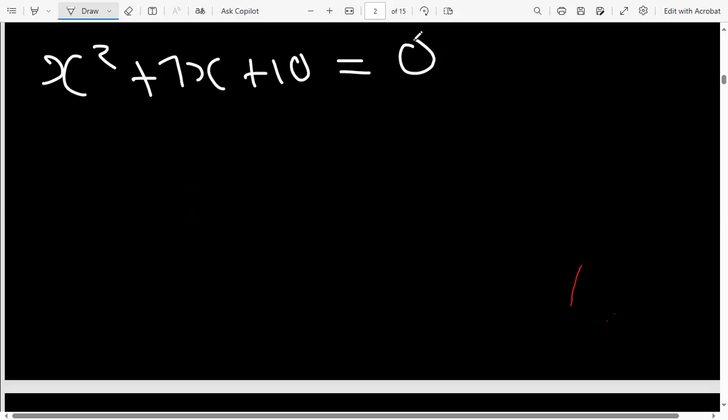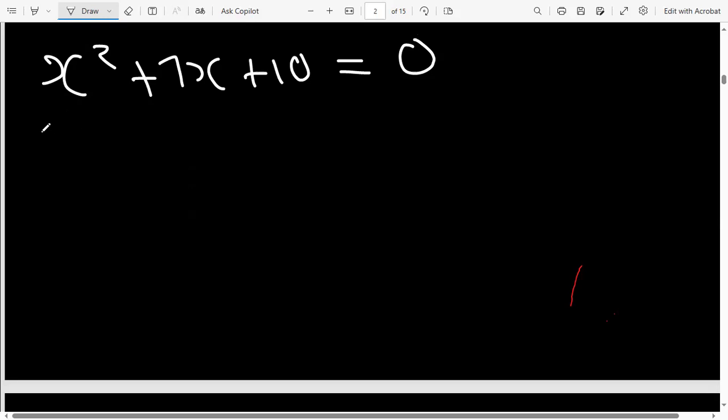Okay, all right. So the first rule is that before you use the completing the square method, always make sure that the coefficient of this x squared here is 1. Okay, always make sure that the coefficient of x squared is 1. So we can see here that the coefficient of this x squared is indeed 1. So meaning we can use completing the square.